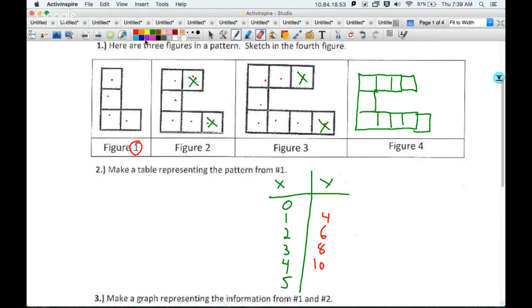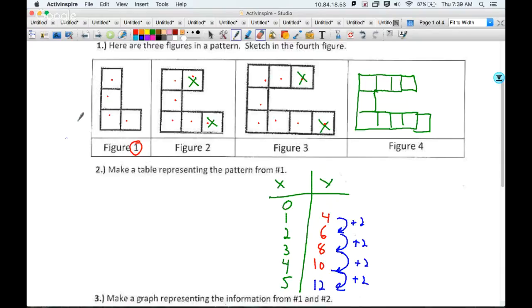Now let's check in and see if we can find a pattern. To get from 4 to 6, I needed to add 2, and see if that pattern continues. From 6 to 8, I also add 2. From 8 to 10, I also add 2. So it's probably pretty safe to assume that to get to the next one, I'm just going to add another 2. 12, which is also consistent with what we saw up here. We were adding 2 blocks each time.